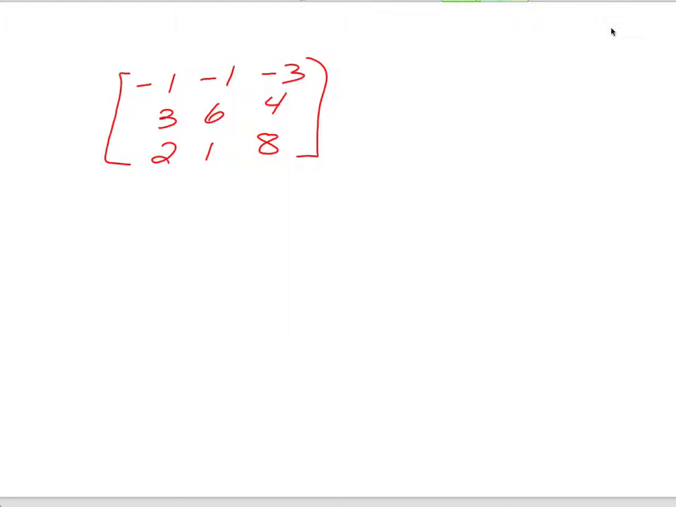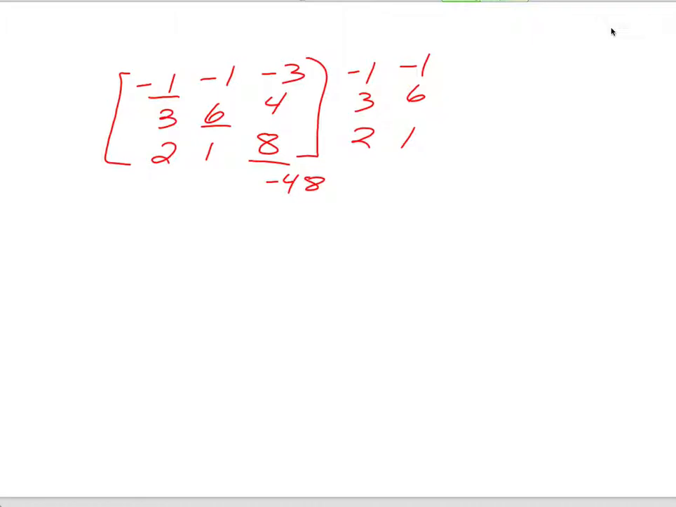A 3 by 3 is a little bit more involved. It's still not bad. To get started on a 3 by 3, I need to take the first 2 columns and repeat them to the right. And just like on a 2 by 2, I want to start in the upper left and multiply down diagonally. So -1, 6, and 8 gives me -48.